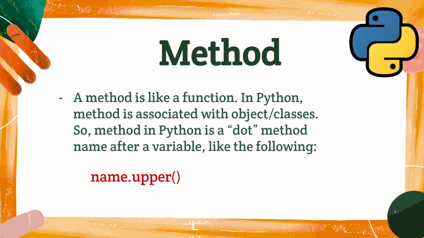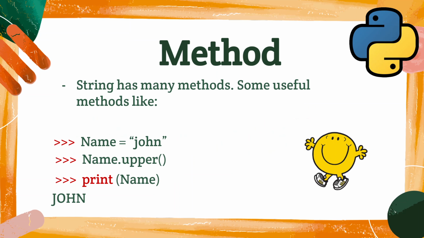If you have learned other languages, you might have learned what a method or function is. In Python, method mainly means the function that belongs to object or classes. So, a method in Python is a dot method name after a variable, like the following. String has many built-in methods. Here, I just introduced some useful methods.